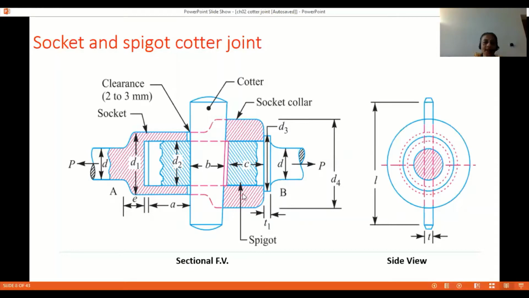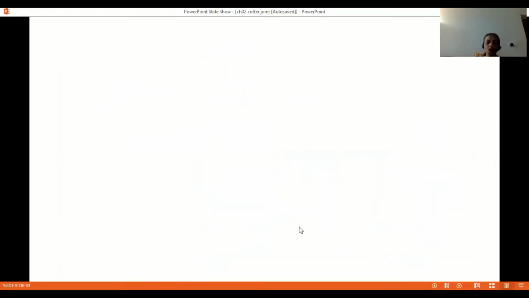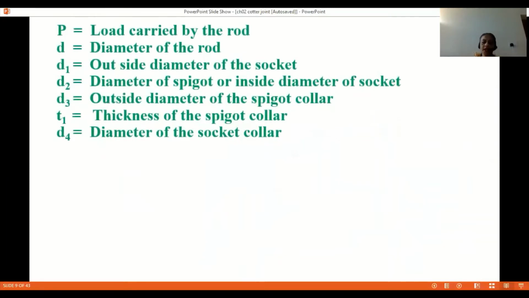D4 is the diameter of the socket collar. A is the length or thickness of the spigot beyond the slot. B is the width of the cotter. T is the thickness of the cotter. C is the length of the socket collar beyond the slot. And T1 is the thickness of the spigot collar. So these are all the parameters which I told you before.